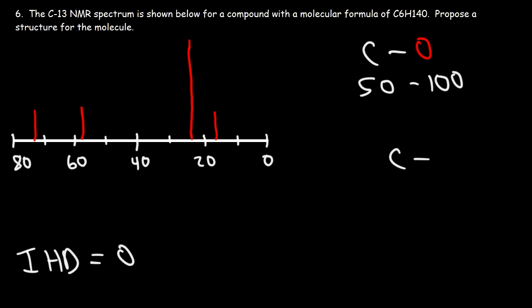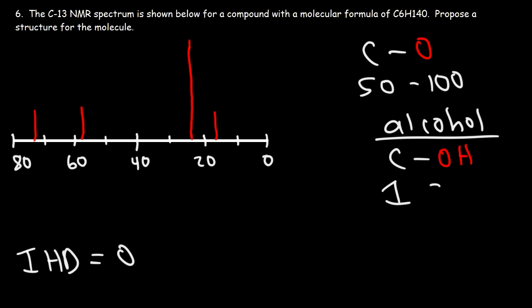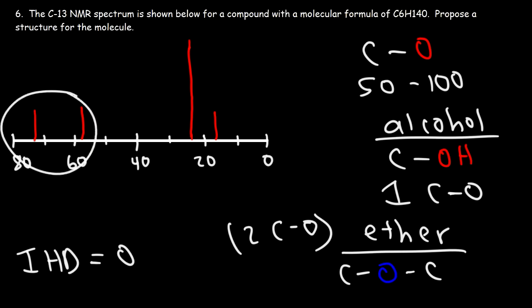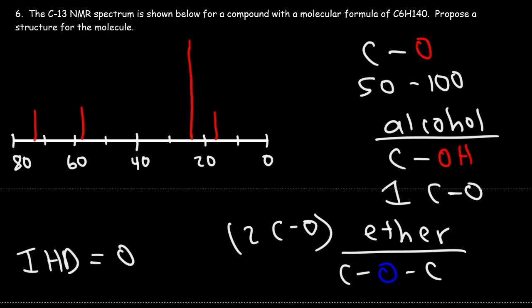So if we have an alcohol, how many C-O bonds do we have? An alcohol only contains 1 carbon-oxygen bond. But what about an ether? In an ether, the oxygen is between 2 carbon atoms. So an ether contains 2 C-O bonds. So therefore, we should see 2 signals between 50 and 100, which we do. So therefore, the functional group that we're dealing with is an ether.